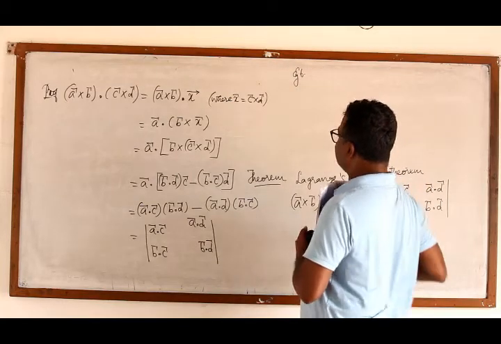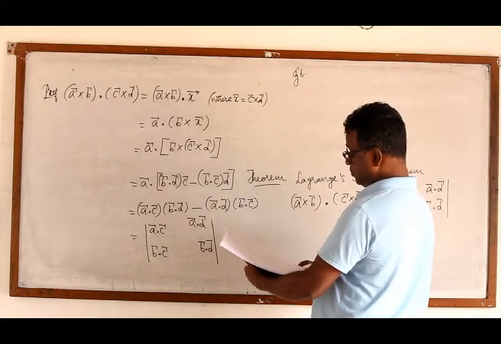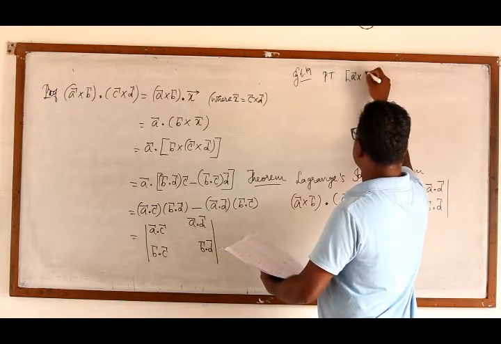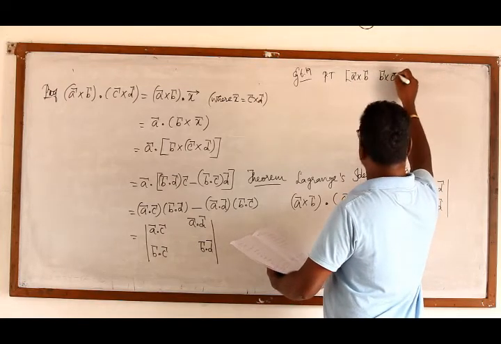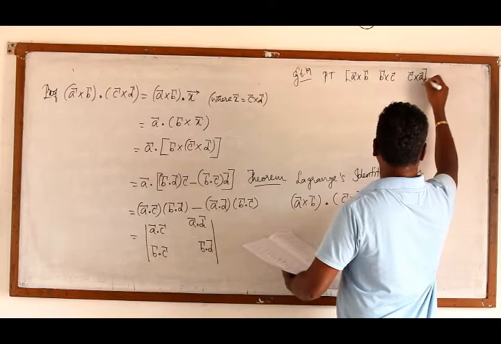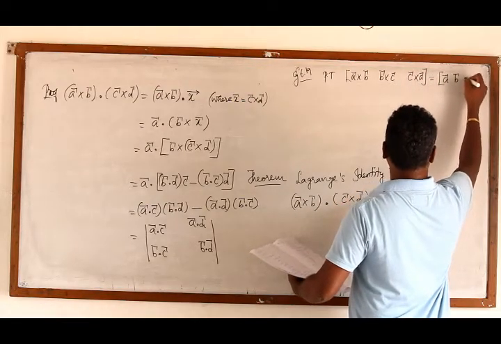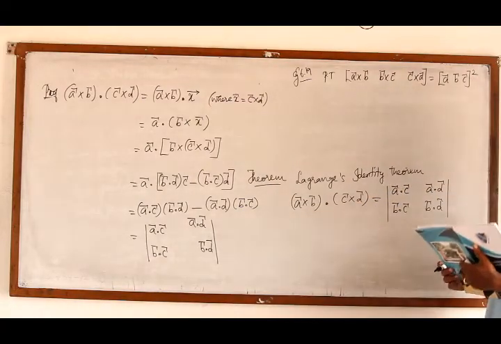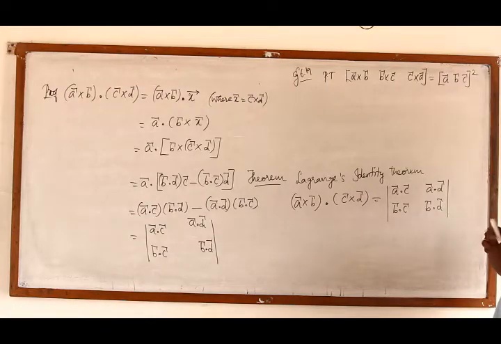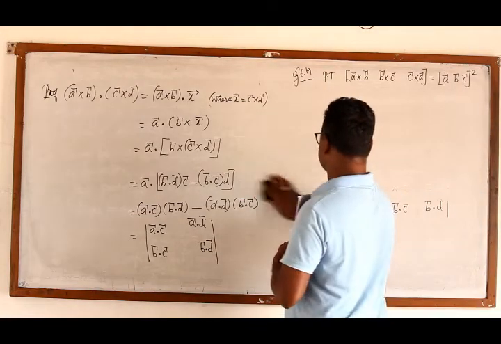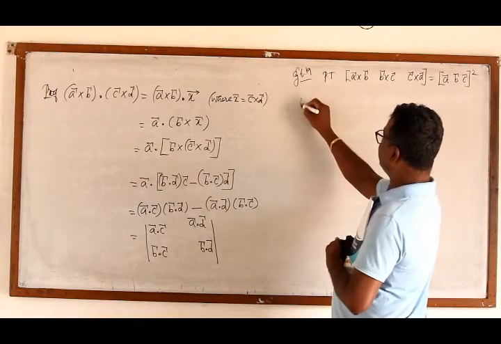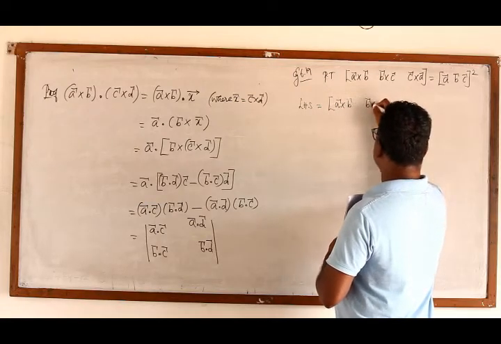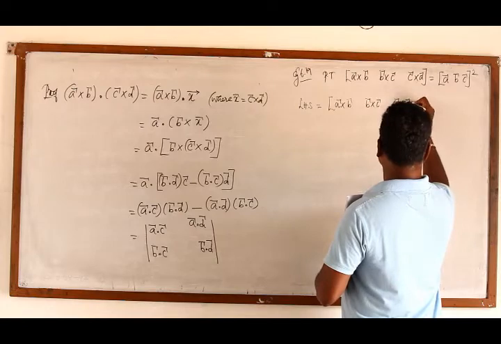Example 6.19. Prove that (A cross B), (B cross C), (C cross A) equals the box product of ABC whole square. Let me take the left hand side: the box product of A cross B, B cross C and C cross A.